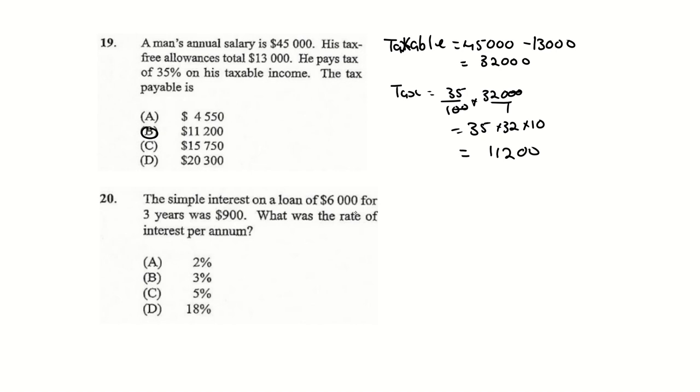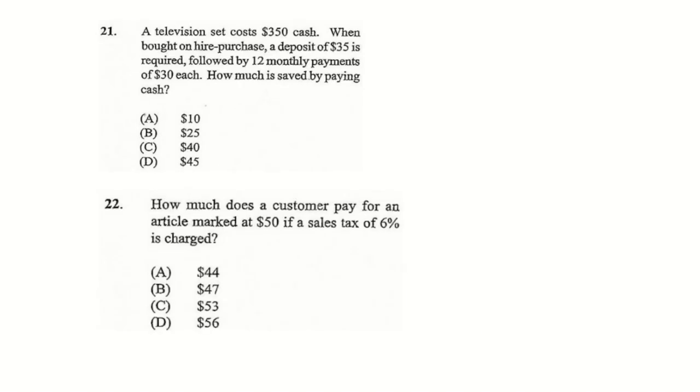The simple interest on a loan of 6,000 for 3 years was 900. What is the rate? Rate is equal to simple interest multiplied by 100 over principal multiplied by time. So rate is equal to 900 multiplied by 100 over 6,000 multiplied by time of 3. Cross off, cross off. 3 into 3, 1. 3 into 90 is 30. 6 into 6, 1. 6 into 30 is 5. So the answer for this is 5%.